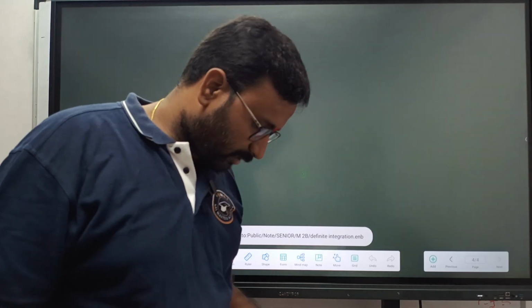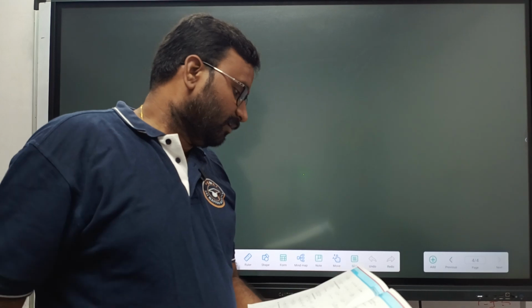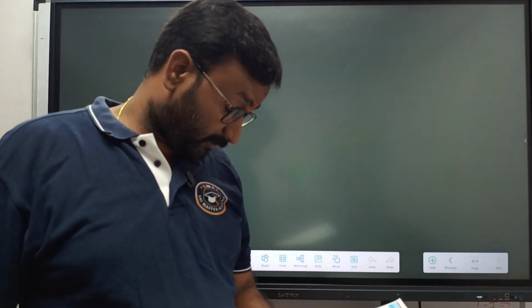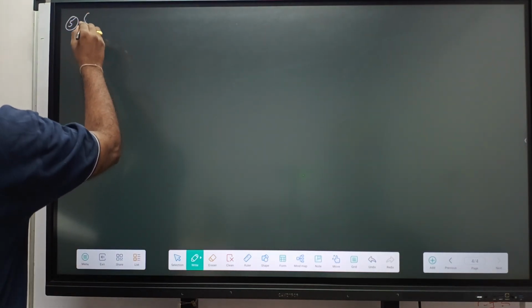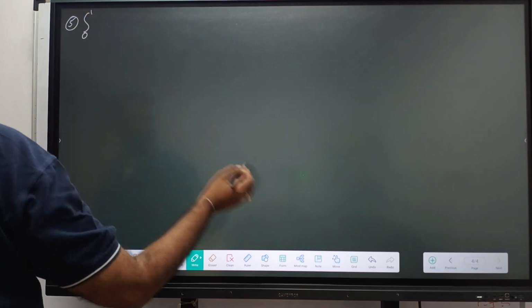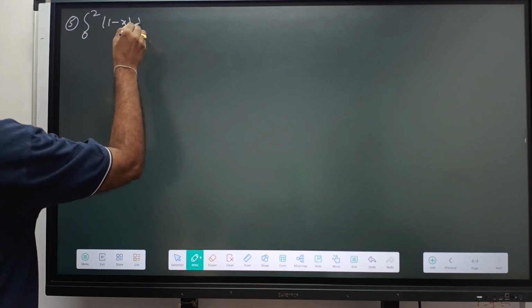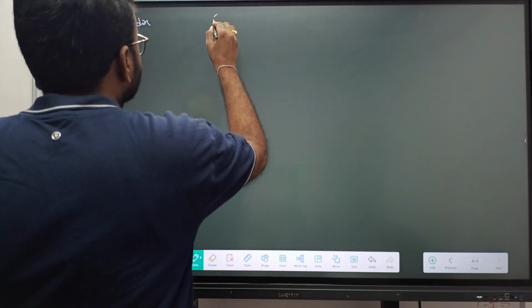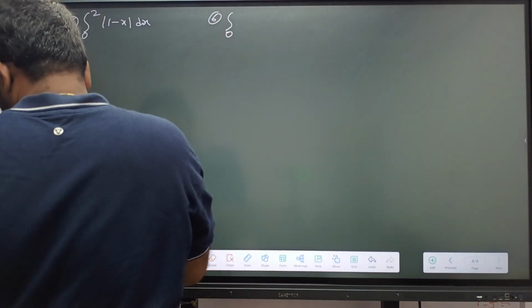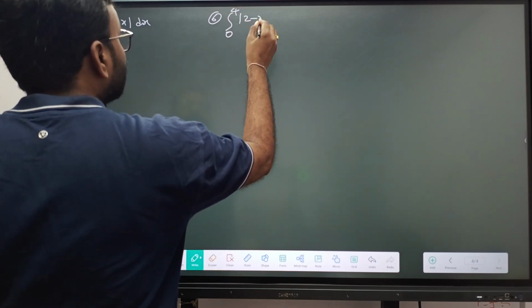Next, see question number 5. I will explain the fifth one and the sixth one. Take the second one and seventh one as homework. What is the fifth question? Integral 0 to 2 mod 1 minus x dx, page number 285. And the sixth question, integral 0 to 4 mod 2 minus x dx.